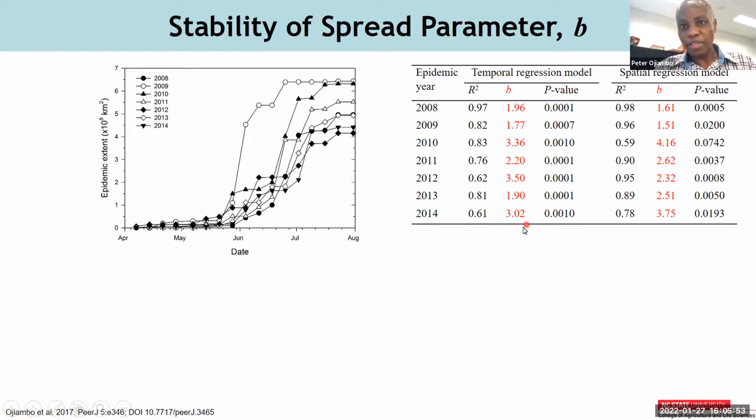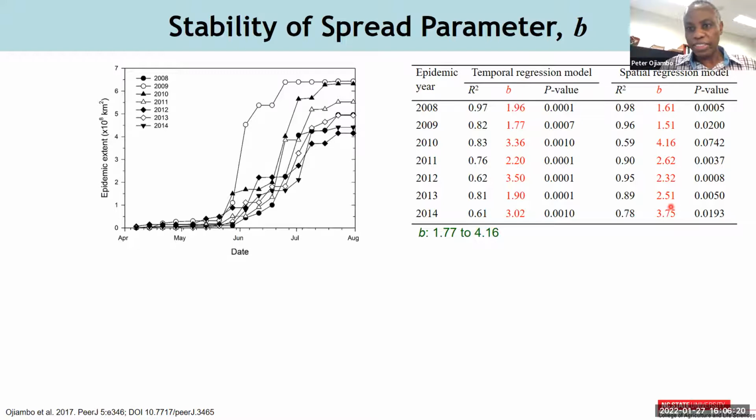But if you look at the values of B, those range quite a lot, from 1.77 all the way to 3.5 for the temporal, and from 1.51 all the way up to 4.16 for the spatial. So there's a very big range in the parameter itself, almost double, from 2 all the way to 4.